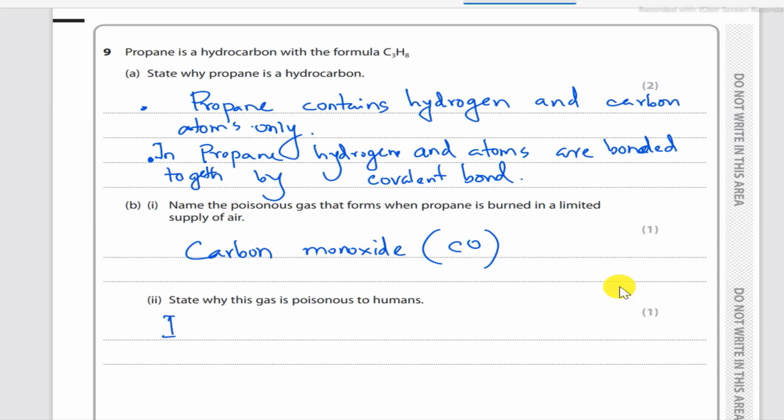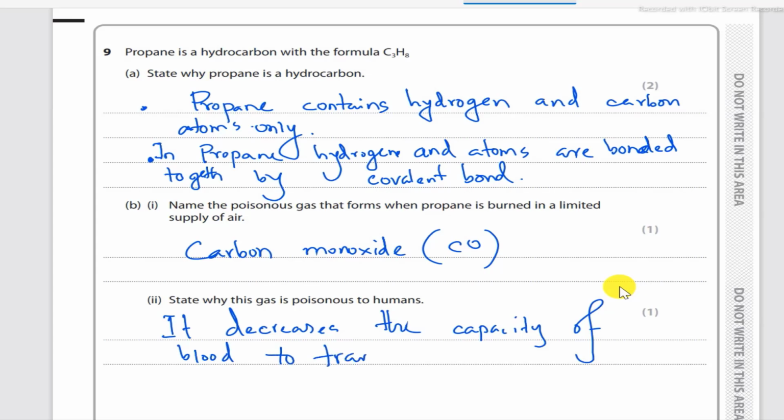Because it decreases the capacity of blood to transport oxygen.